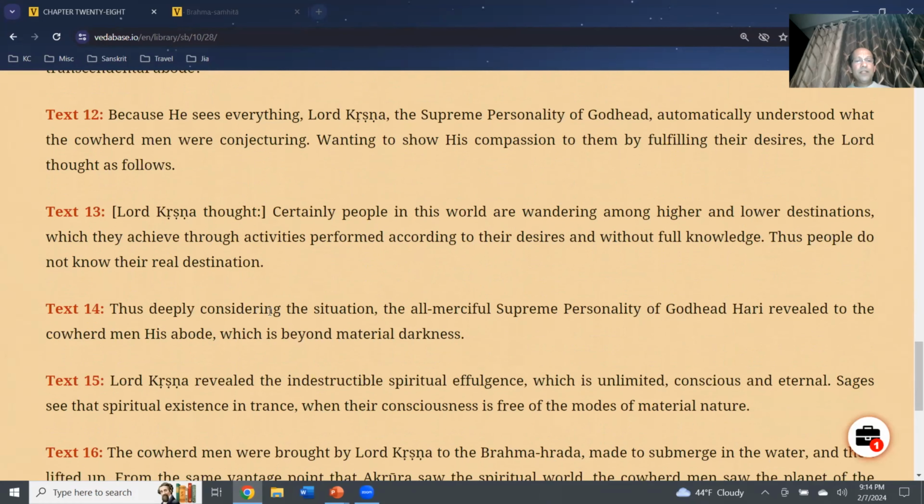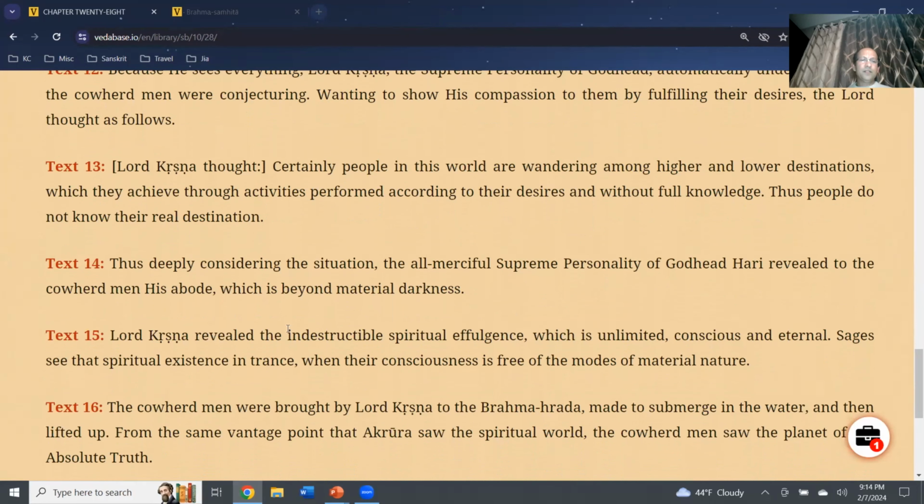So thus, deeply considering the situation, the all-merciful Supreme Personality of Godhead, Hari, revealed to the cowherd men his abode, which is beyond the material darkness. So Lord Kṛṣṇa revealed the indestructible spiritual effulgence, which is unlimited. First he revealed to them the Brahma Jyoti, the effulgence, where all the Vaikuntha planets are there.